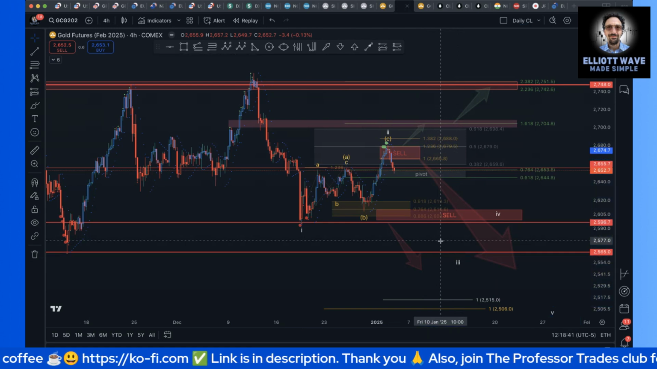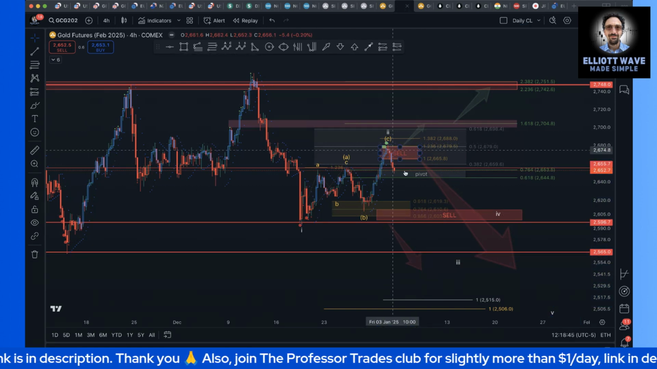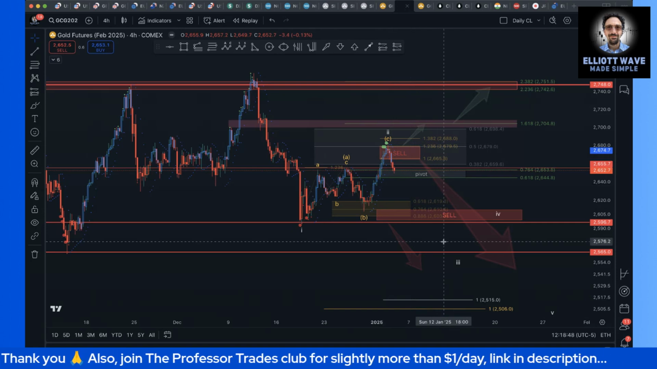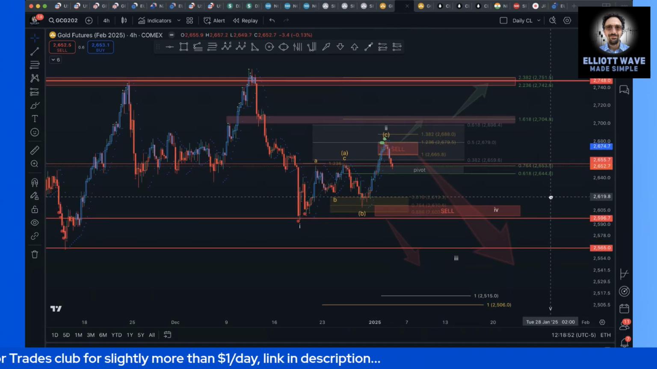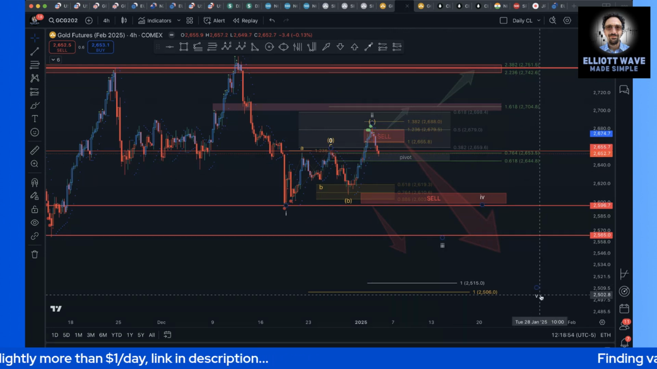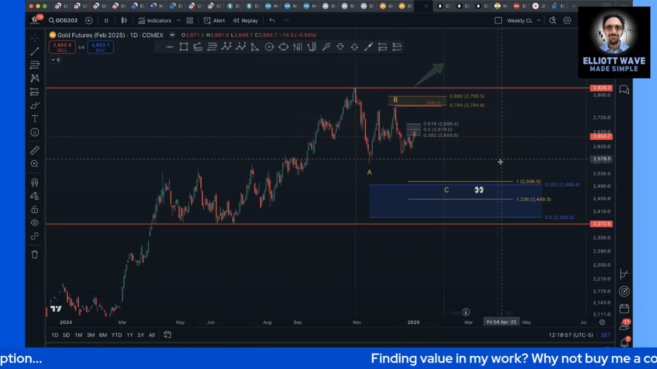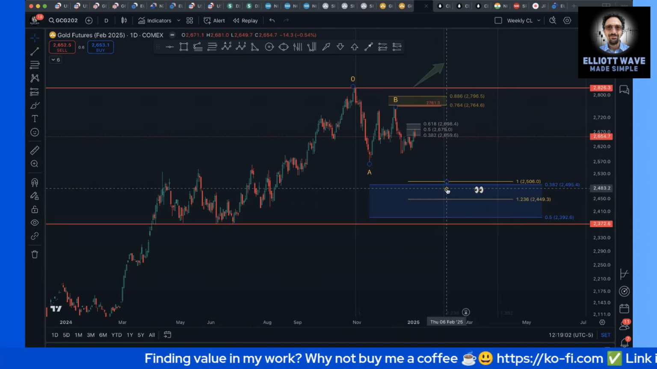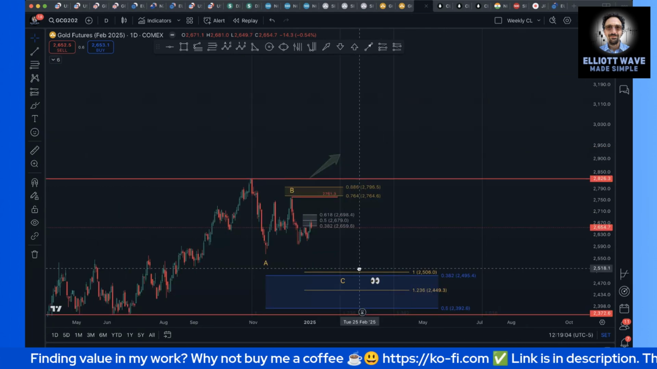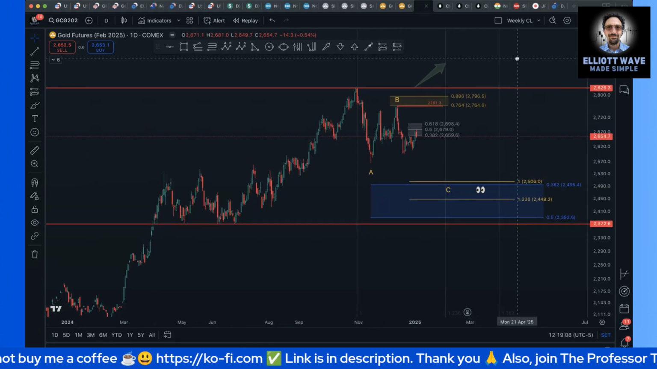If you're inside the Professor Trades Club, I'm going to be giving guidance as to what's going on. If we continue to move lower, I'll be measuring and giving guidance inside the club. And then the idea is if this 2550 level holds, then we are done with wave 4. And then we're going to get a wave 5, which I haven't even measured for on this relatively new chart, but is a lot higher.